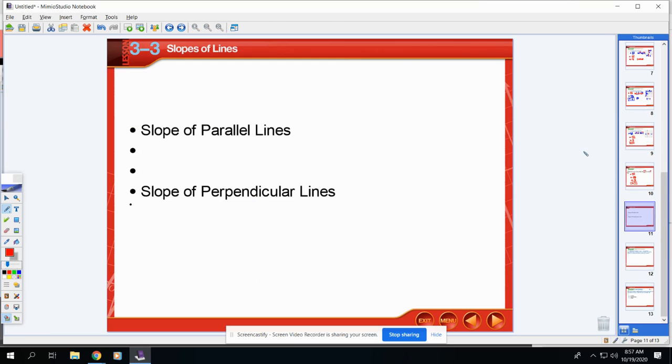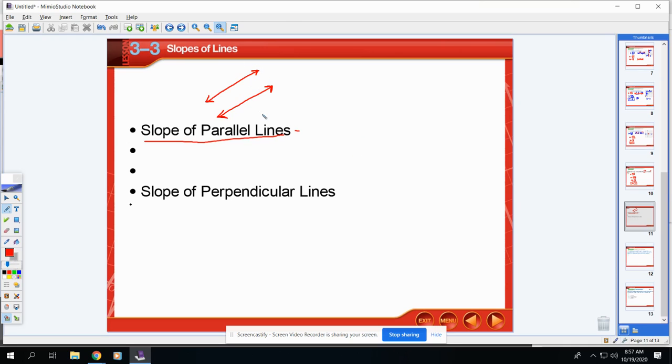All right, almost done here. Got 3 slides left. Some things we need to talk about. The slope of parallel lines. Anytime we have 2 lines that are parallel, that means they are going to go forever and ever in the same direction, but they will not intersect. So basically, we could have 2 lines like this. They would go on forever and ever, and they would never intersect.